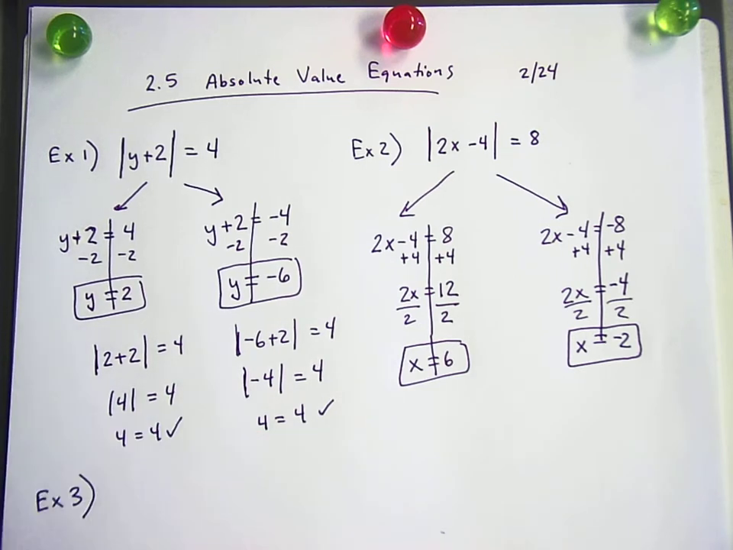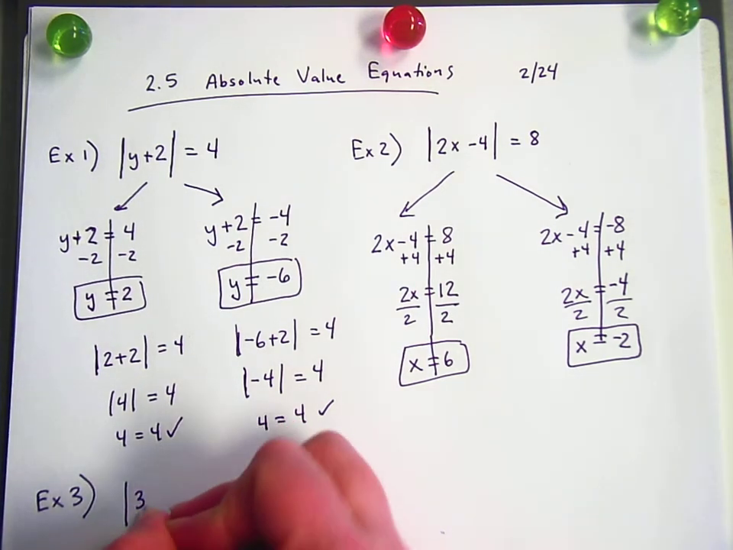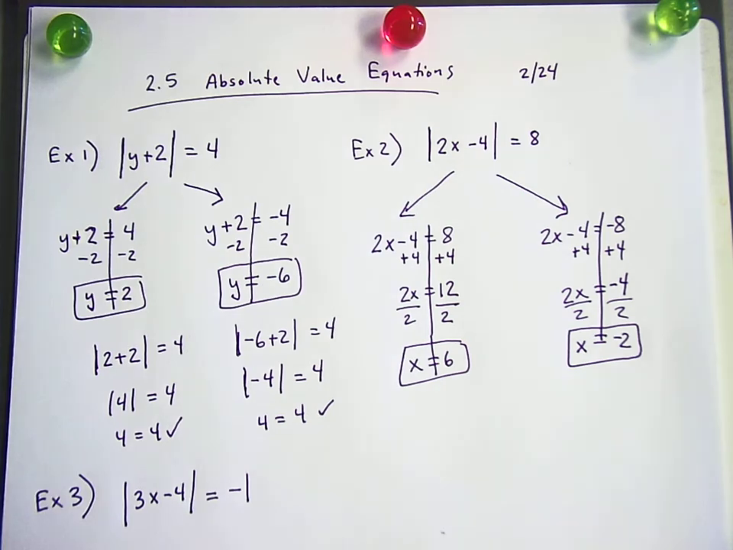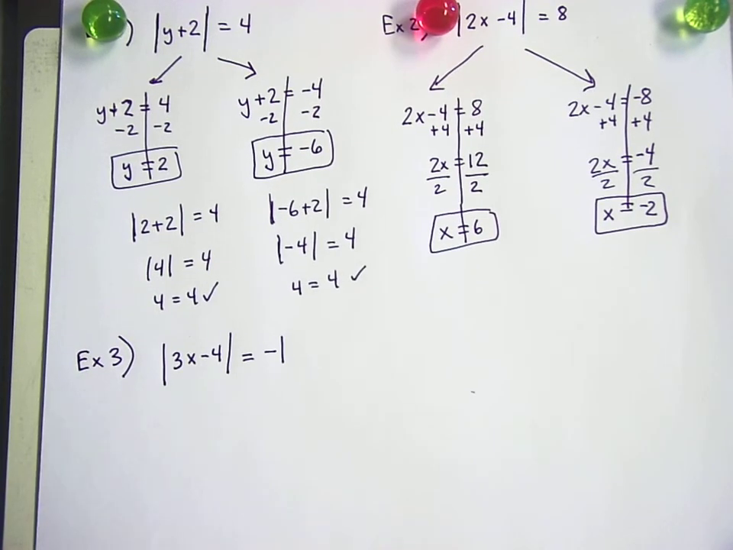Example 3. Hopefully you got that one right. Now this one is particularly tricky because it's the absolute value of 3x minus 4, absolute value equals negative 1. And this is a hard problem to explain, so go ahead and write it down, then I'll explain it.